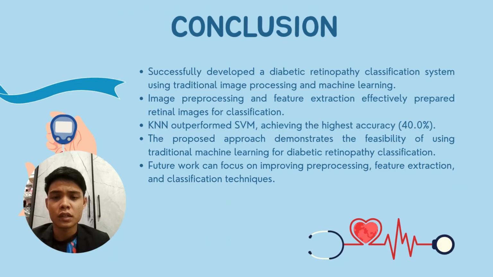For the conclusion, this project successfully developed a diabetic retinopathy classification system using traditional image processing and machine learning. KNN outperformed SVM, achieving the highest accuracy of 40%. So, in future work, we can focus more on improving pre-processing, feature extraction, and classification techniques. That's all from us. Thank you.